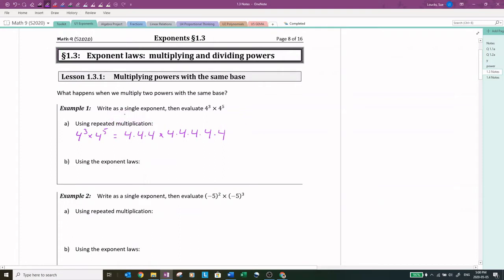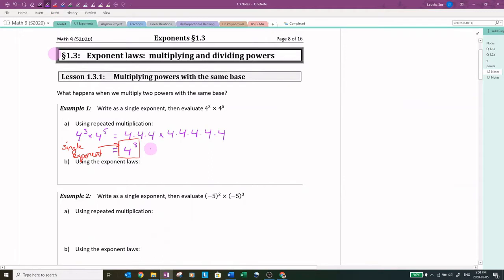But if I just gave you that and I said write that as an exponent, you would go, well, they all have the same base, which is 4, and there's 1, 2, 3, 4, 5, 6, 7, 8. So this is 4 to the 8. So there we have our single exponent. So that's what's meant by a single exponent, okay? And then evaluate means what does it equal?